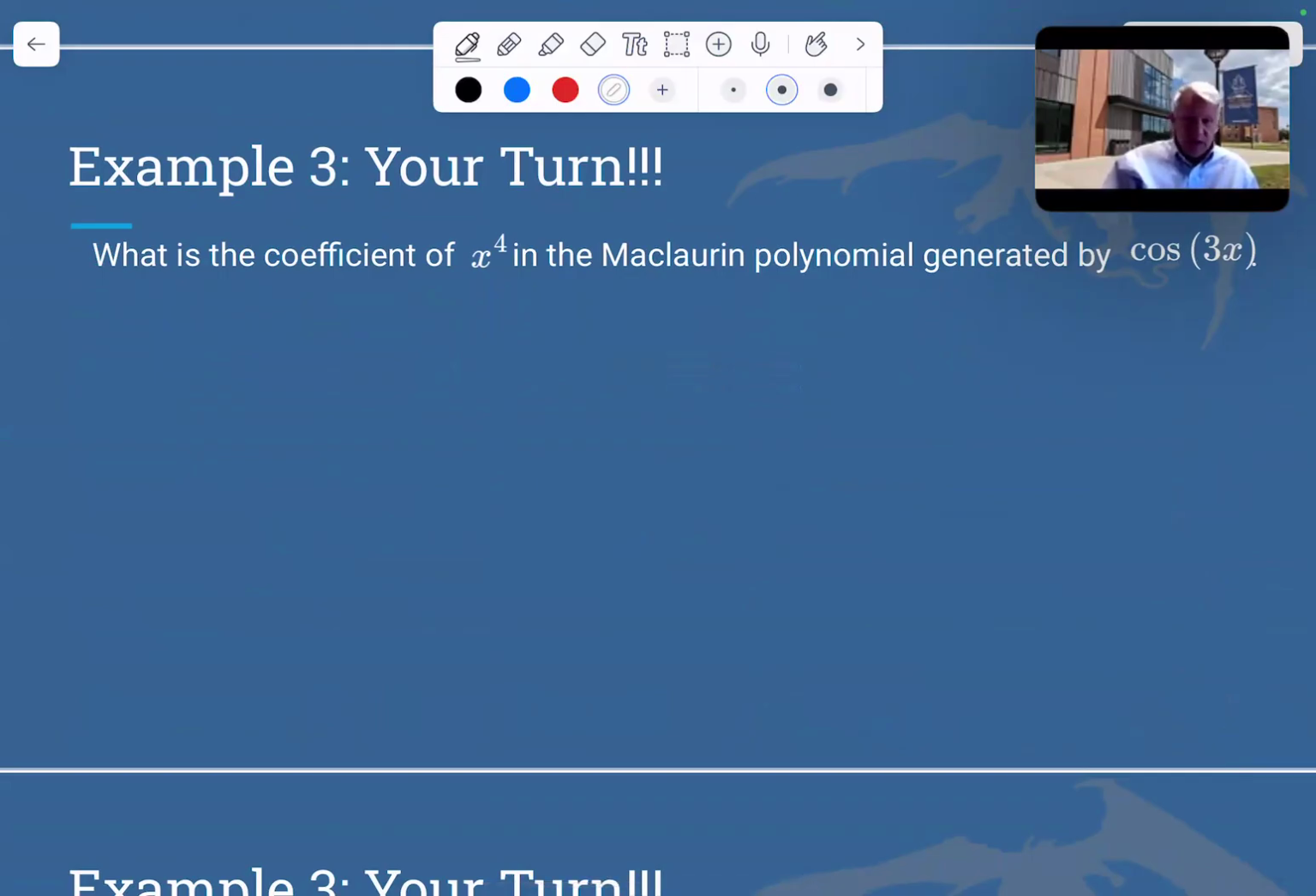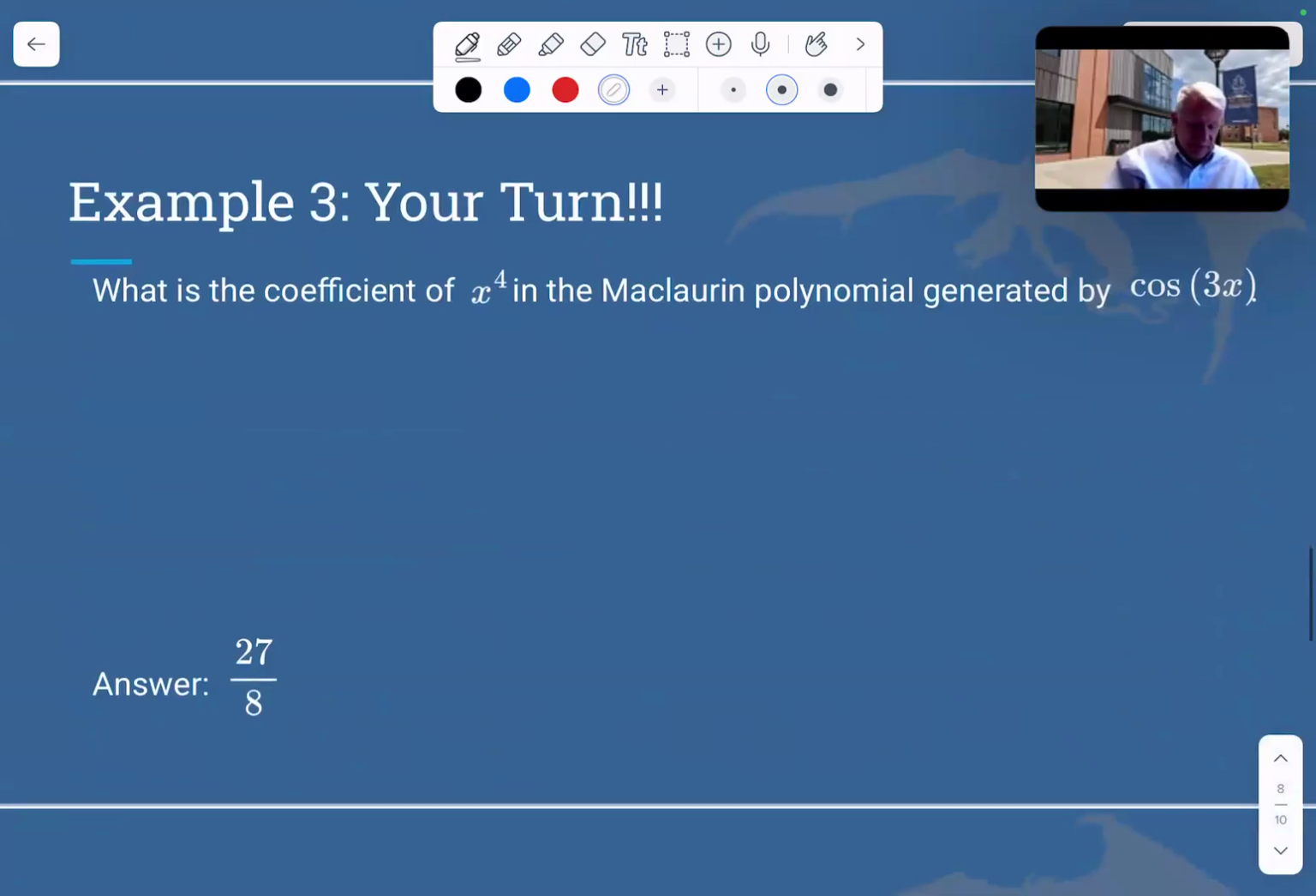Thank you very much for taking off pause. The correct answer is 27 over 8. And the reason for that is because we need the coefficient of x to the fourth. So let's walk through that real quick. If I need the x to the fourth, that's going to be the fourth derivative.